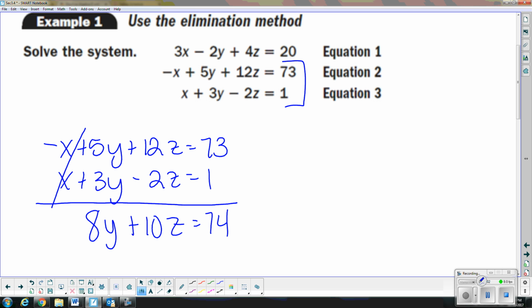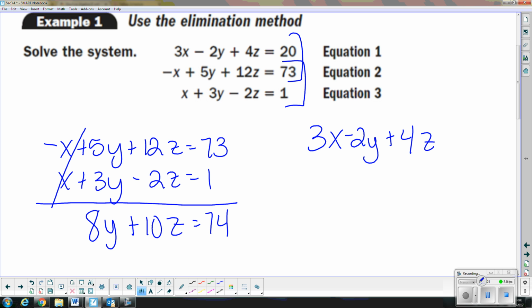You can do any pair, it doesn't matter. But if you do 1 and 2, you don't have to work with negative signs. All right. Smart. So let's rewrite that: 3x minus 2y plus 4z.